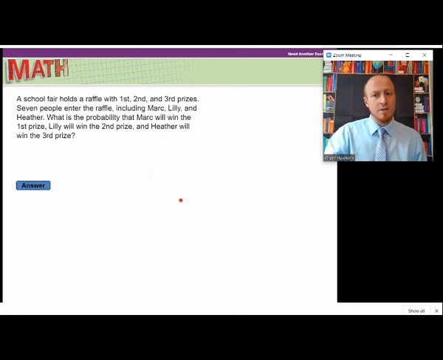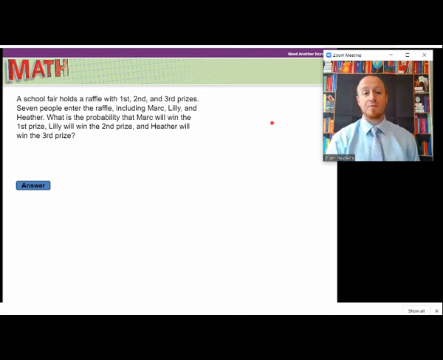Okay, so let's look at this one together. A school fair holds a raffle with first, second, and third prizes. 7 people enter the raffle, including Mark, Lily, and Heather. What is the probability that Mark will win the first prize, Lily will win the second, and Heather will win the third? So they are talking about 3 things happening.